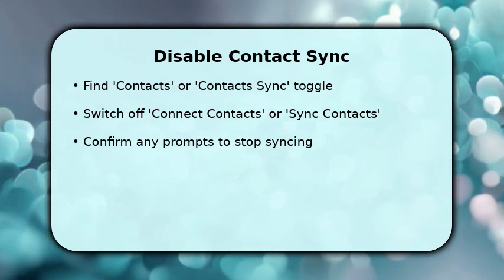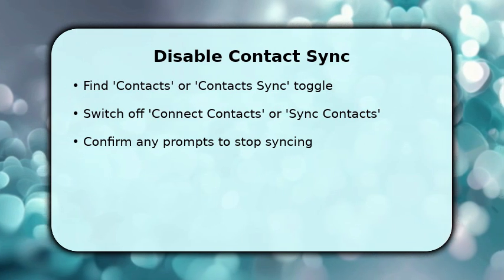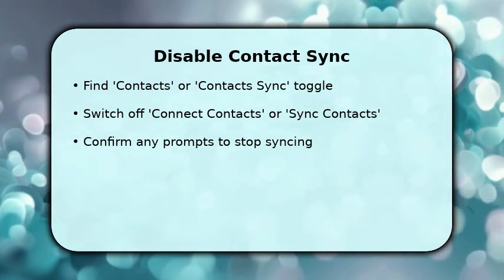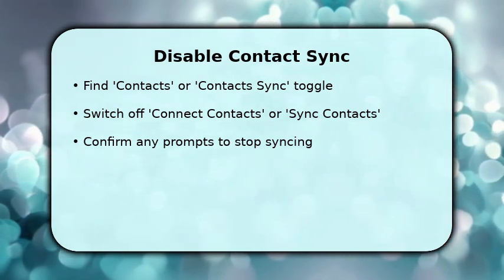Make sure the app indicates syncing is disabled. Sometimes you'll see a small status line. Once done, Instagram won't pull new contacts, although previously uploaded contacts may still remain in your account settings.